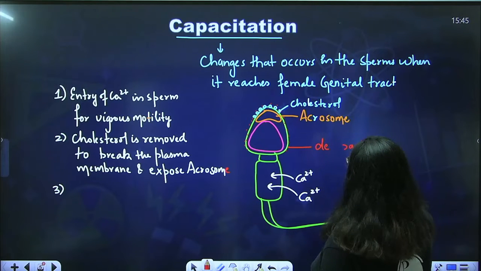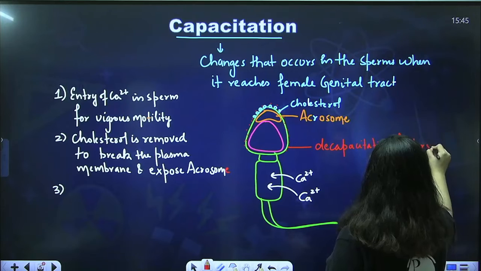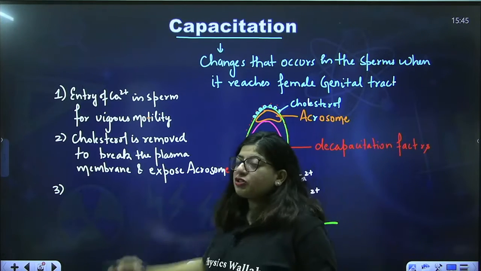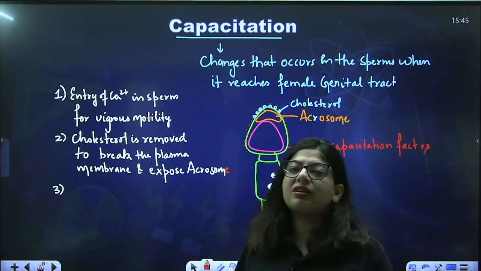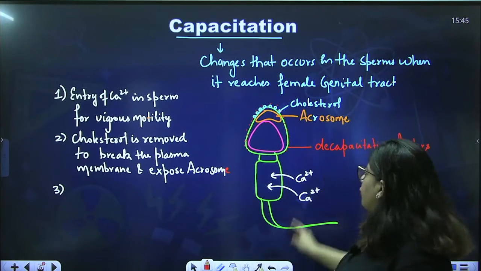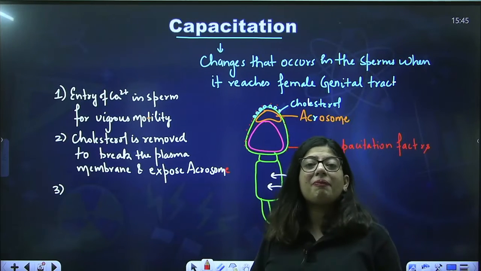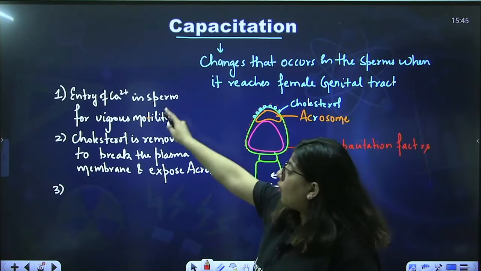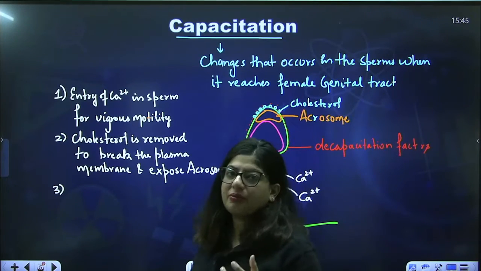These decapacitation factors will make sure that capacitation does not take place. These two changes should not take place. So the very first thing that happens when it enters the female reproductive tract is that it removes its decapacitation factors, because when it removes them, all these things can easily happen, and these factors are given by the epididymis.